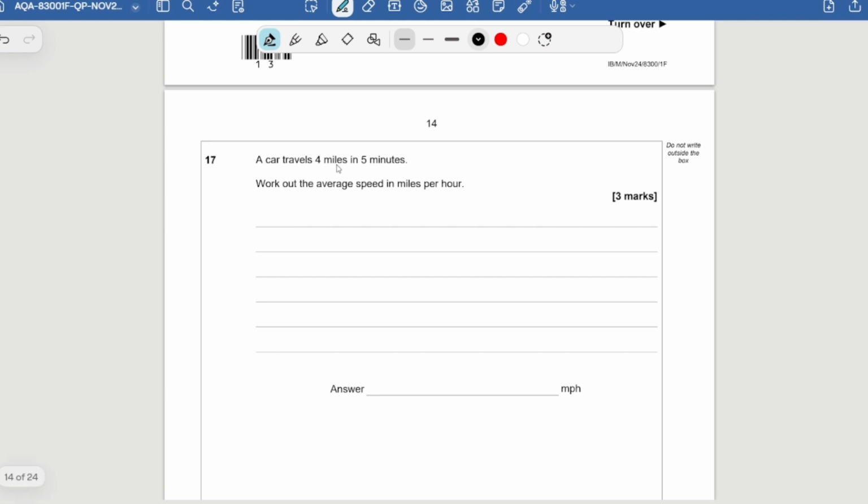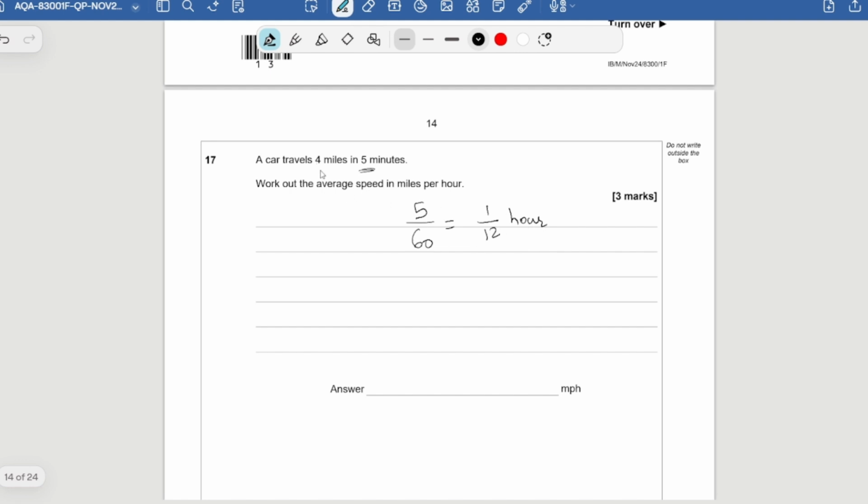A car travels 4 miles in 5 minutes. Work out the average speed in miles per hour. The time has to be converted into hours. So we will first figure out how much 5 minutes is in hours. 5 minutes in hours will be 5 over 60 because 1 hour has 60 minutes. So 5 parts of 60 is 1/12 of an hour. So 5 minutes is 1/12 of an hour.